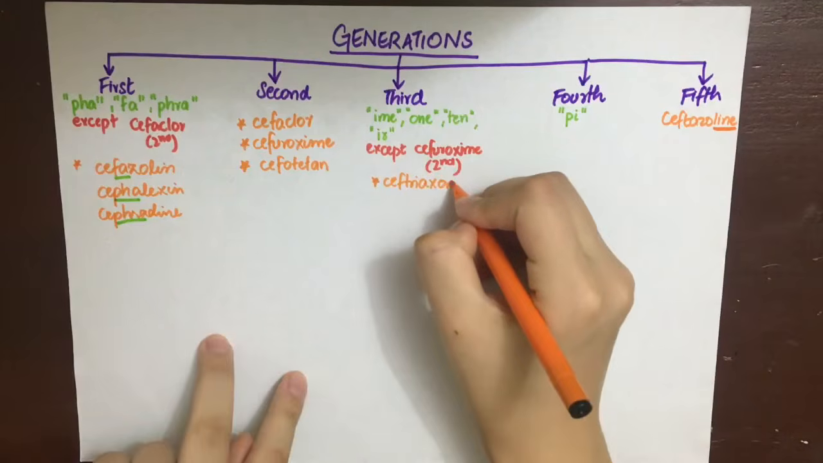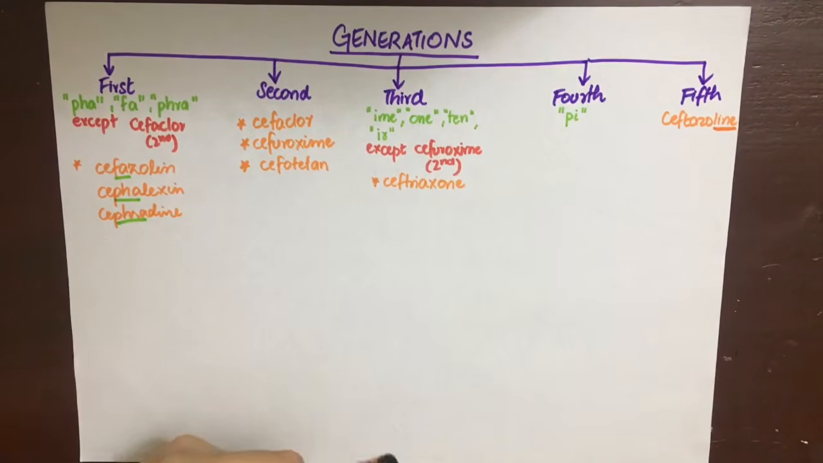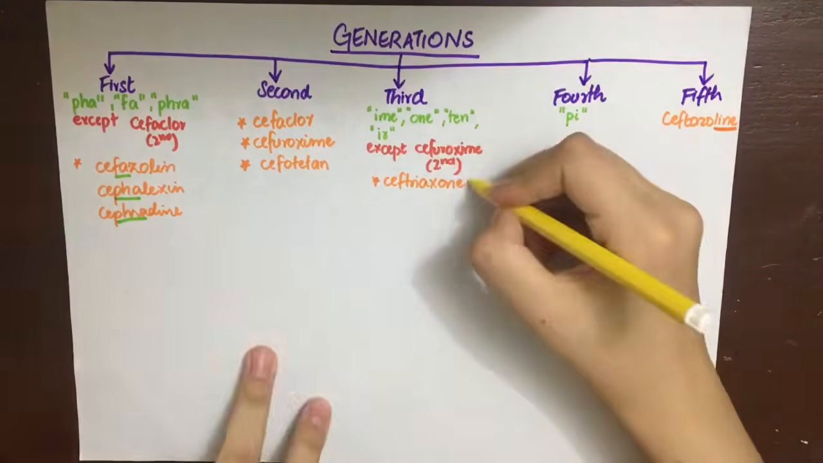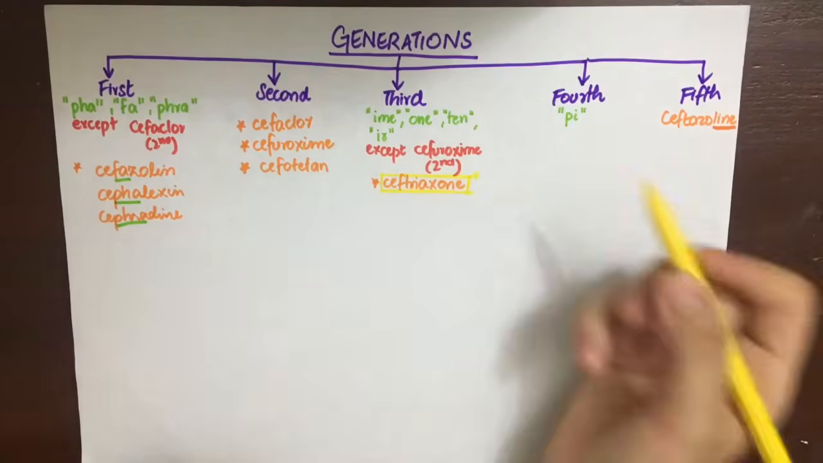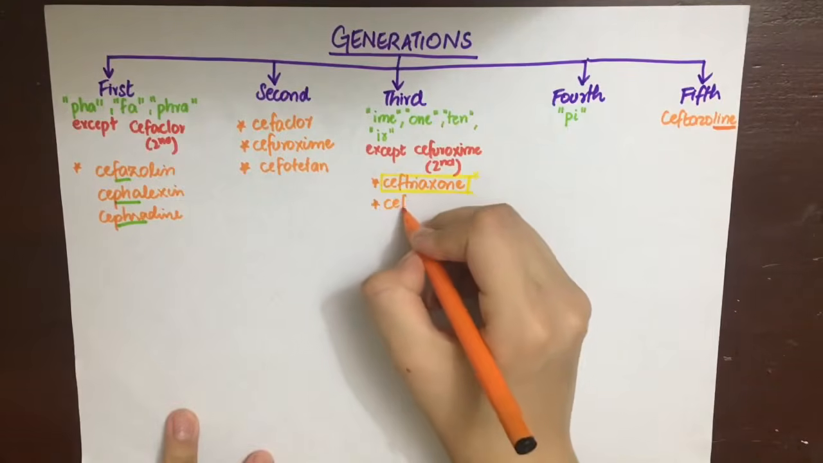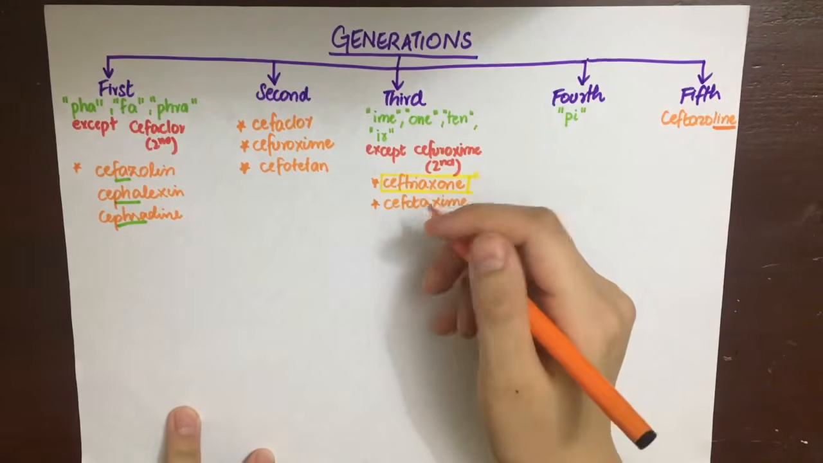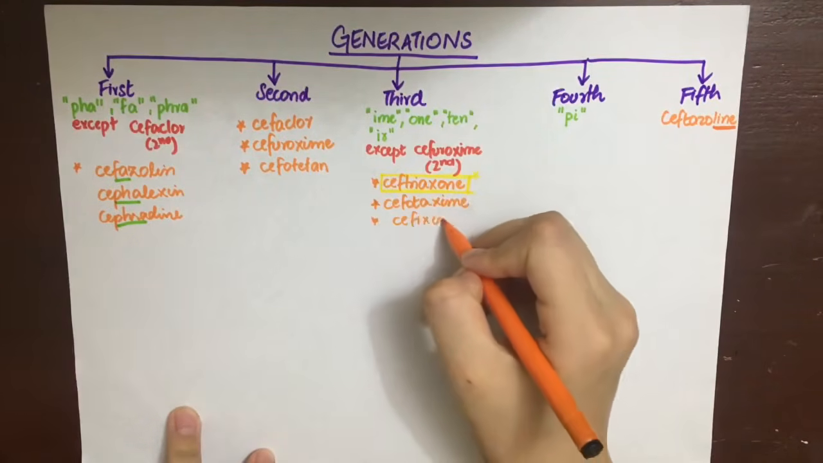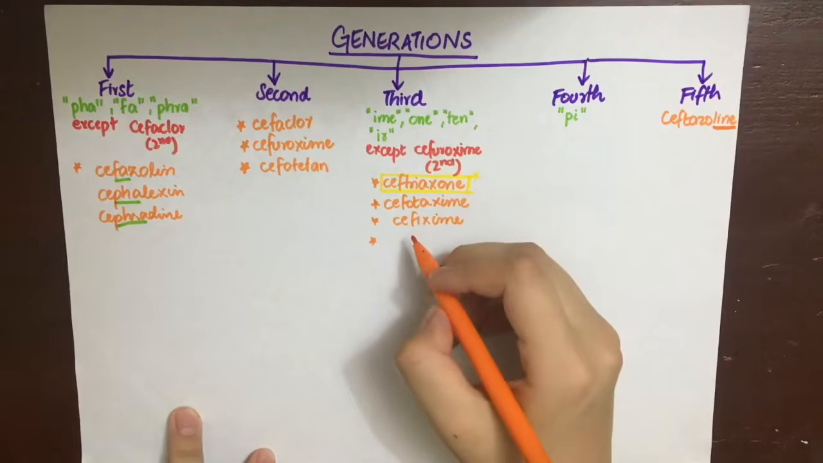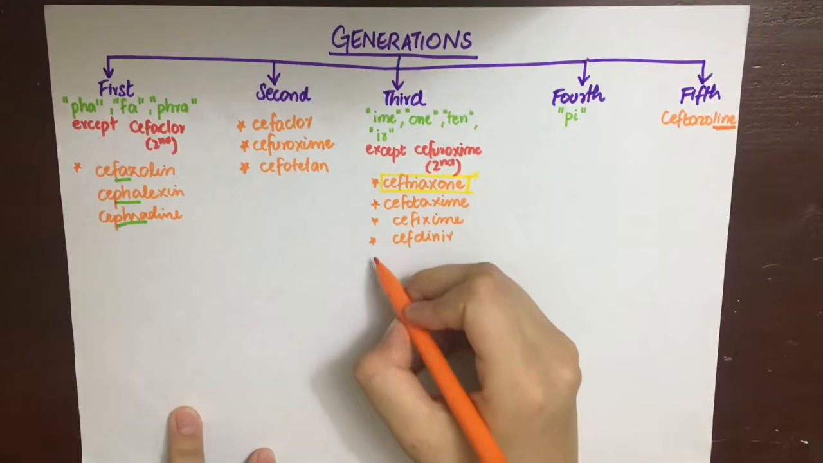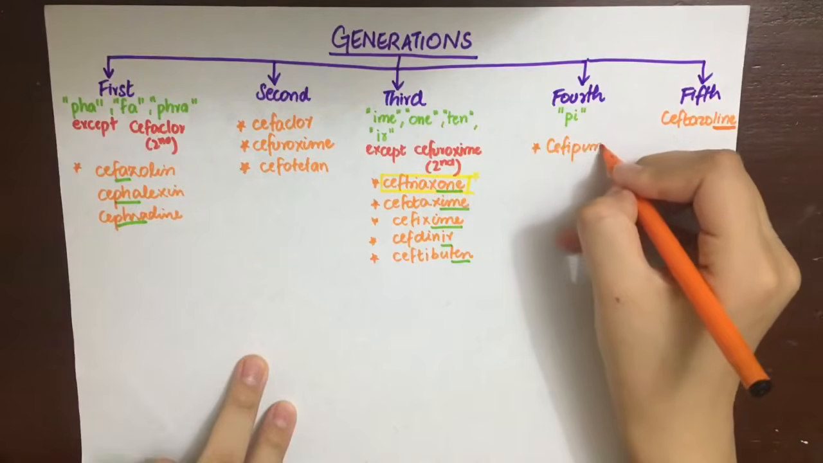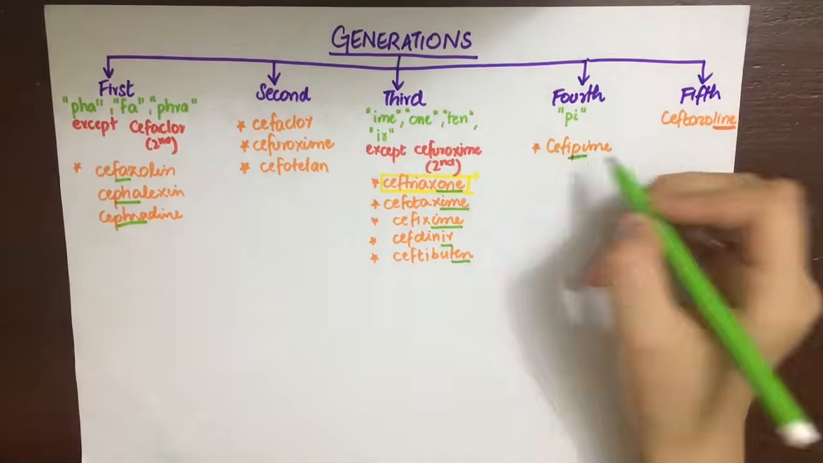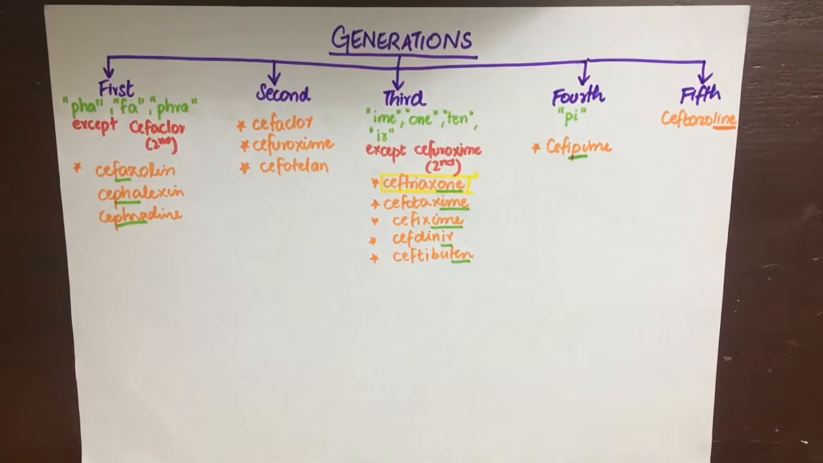From the third generation, the most important one is ceftriaxone. Now if something happens and you're about to forget everything, just don't forget about ceftriaxone from the third generation. It also includes cefotaxime, cefixime, cefdinir, and ceftibuten. The fourth generation, only one drug we'll see. It's cefepime. It contains PI in its name. And the fifth generation has ceftazoline.